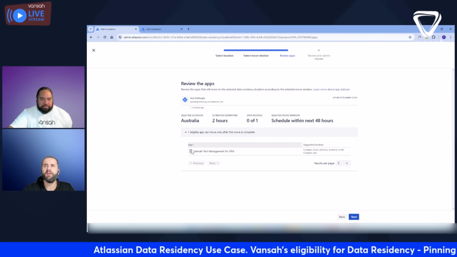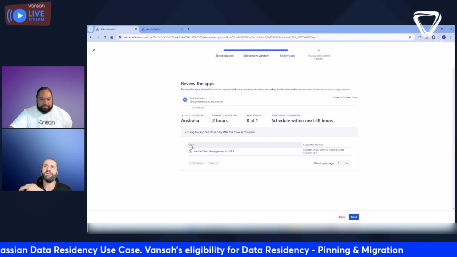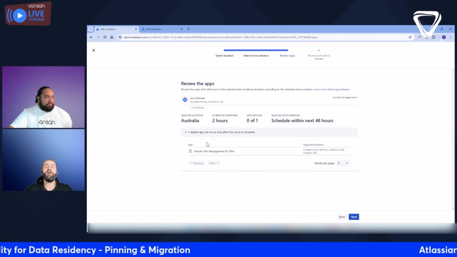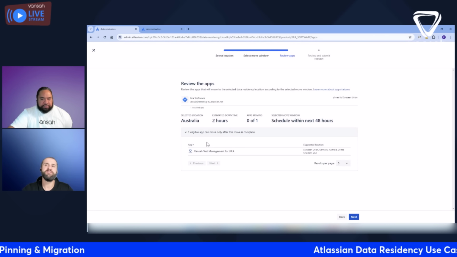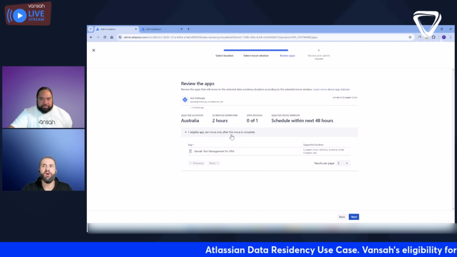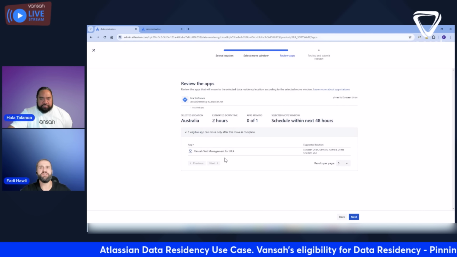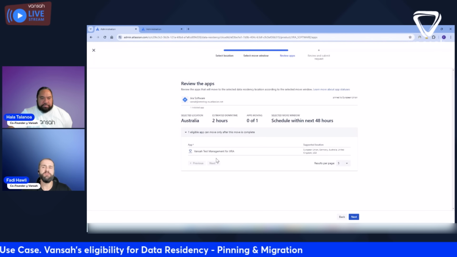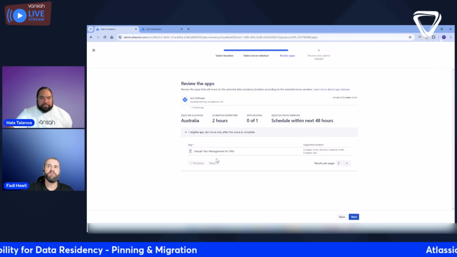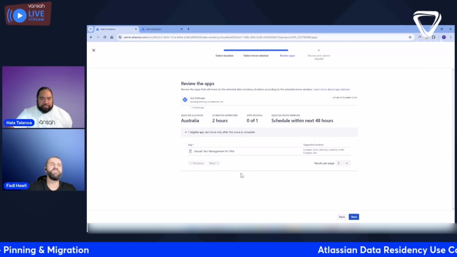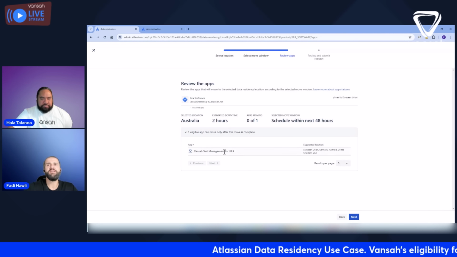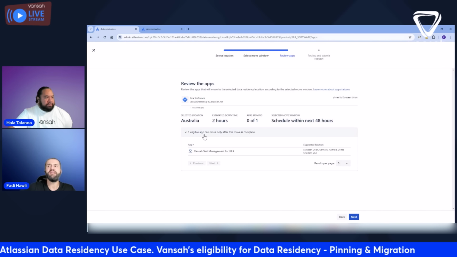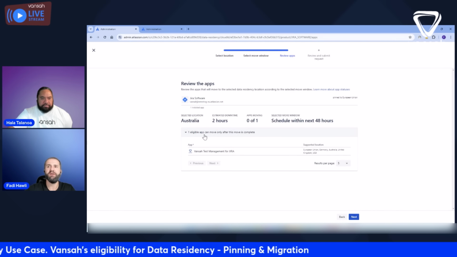They click next. And here's where it's going to tell you, okay, the apps that you've installed, are they eligible to also be moved? Yes. Because it says, look, one eligible app can move only after this move is complete. So first it's telling you, look, it's all good. You've chosen to move to the Australia region, and this app, which you have, Vansah Test Management for Jira, also supports it. So we're also going to move it for you. But any apps that do not support that will come up here as not eligible. So it's just telling you that they'll remain in that region, which is the default region that app only supports.